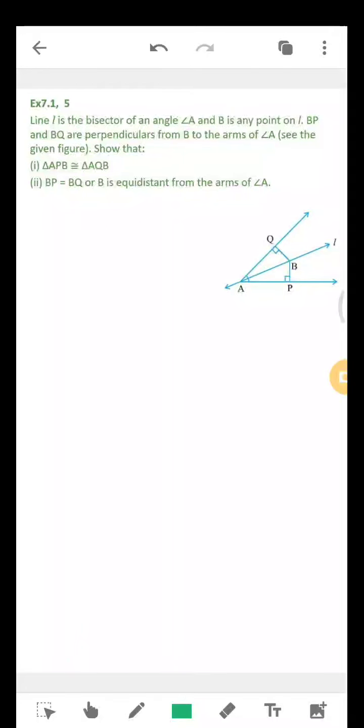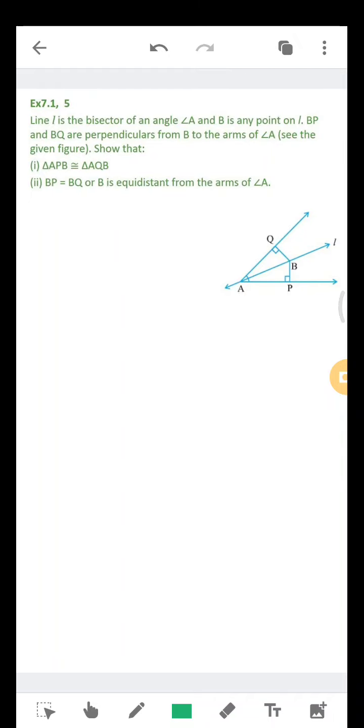Welcome back everyone. In the last session we have seen a few questions of exercise 7.1. In today's session we are going to continue with the same exercise, question number 5.